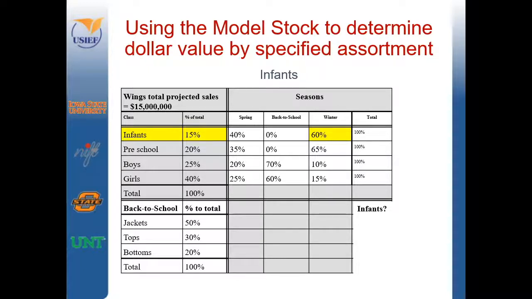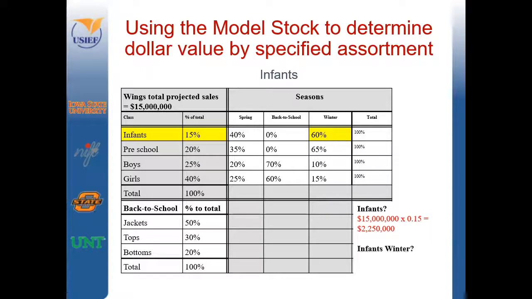Now let's take a look for infants. Infants represents 15% of the budget, and winter is 60%. How would we calculate that budget? We would take 15% of our 15 million, so once again, we would convert 15% to a decimal to get 0.15, and we would multiply that by our budget of 15 million. That would give us a total of $2,250,000 for the total infants category.